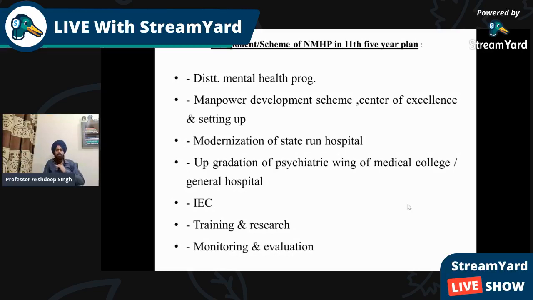Next, upgradation of the psychiatric wing of the medical college and general hospital. In each medical college and general hospital, there should be a provision of a psychiatric wing that deals only with psychiatric or mental issues. Next is IEC, that is information, education, and communication. Next is training and research: training for the manpower or health personnel that would contribute to the prevention and treatment of mental illnesses. Next, research for new, innovative techniques to treat the diseases connected with these. Next is monitoring and evaluation.